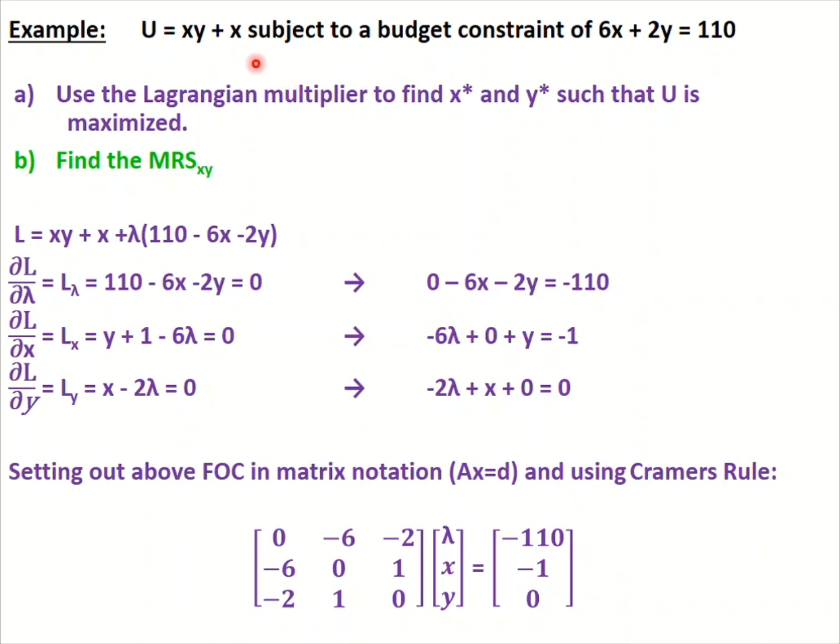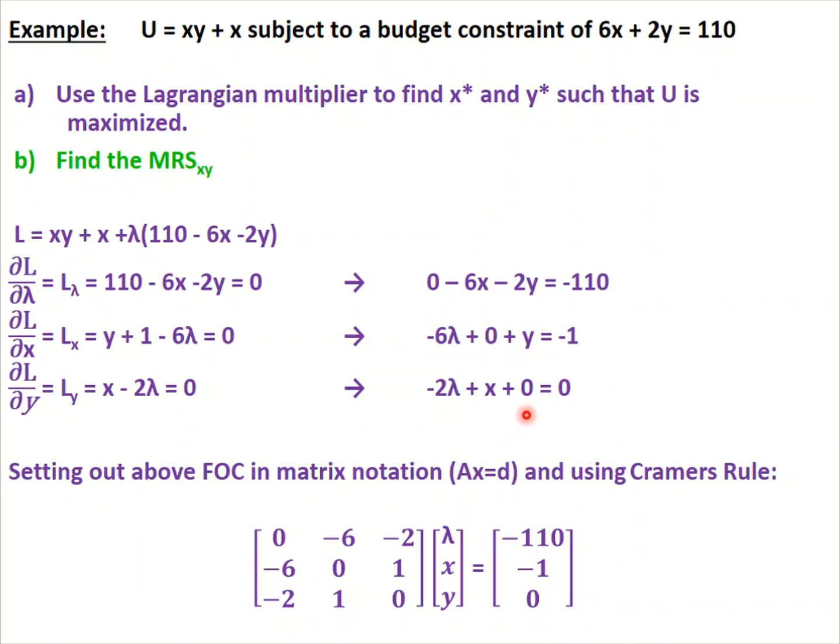So in this example, you have a utility function subject to a budget constraint, both are given up here, and you're asked to use the Lagrangian multiplier to find x and y such that utility is maximized, and then you are asked to find the marginal rate of substitution. All right, so starting with question A, very standard approach, set up your Lagrangian function and work out your first order condition.